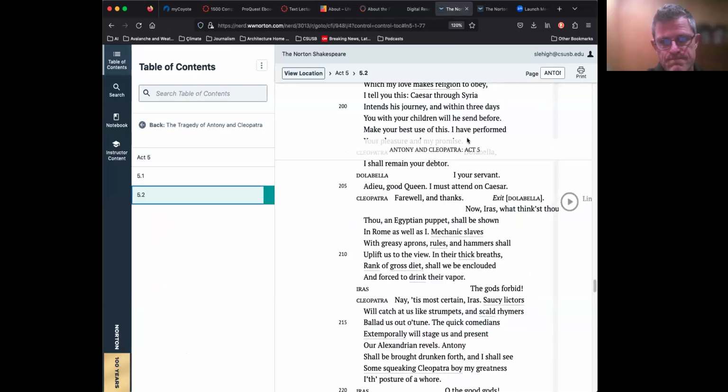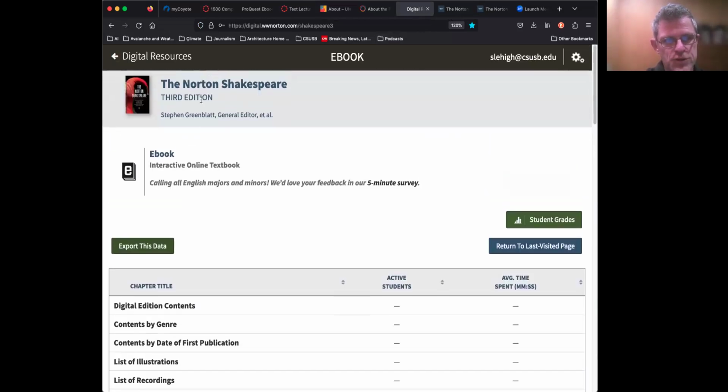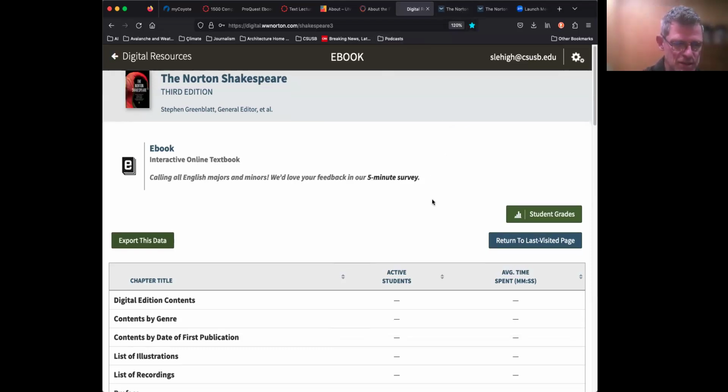So, for instance, there's something called the Norton Shakespeare, right? The general editor is one of the great Shakespeare scholars of our time. And you can buy this thing. It's a big, beefy, thick red book that's $60 or whatever. And it's got all the plays, and it's got a bunch of stuff in it. And if you buy it, I'm not urging you to buy it, I'm just saying, if you buy it, you also get the ebook. And the ebook is, I think, a perfect example of what they're talking about when they talk about augmented editions. So let's just look at a couple of things you can do.